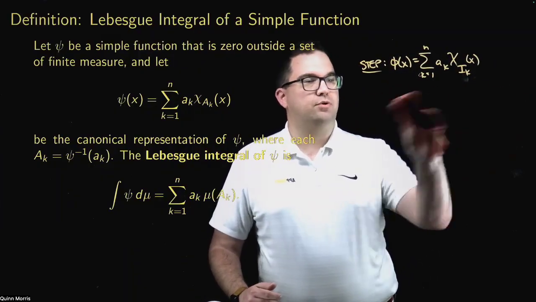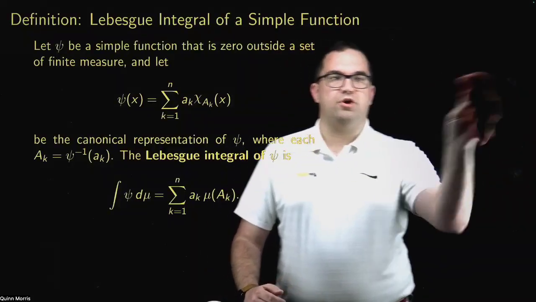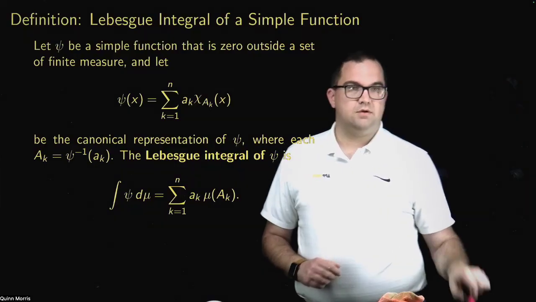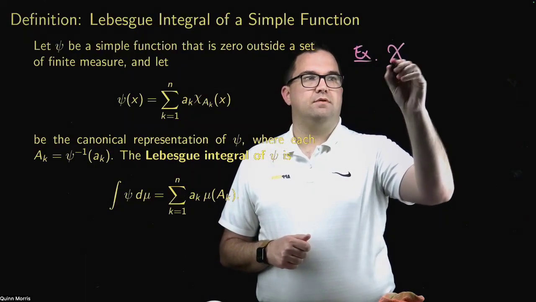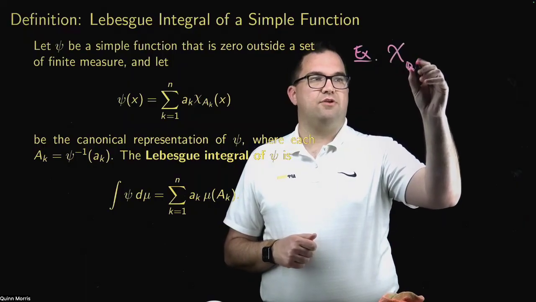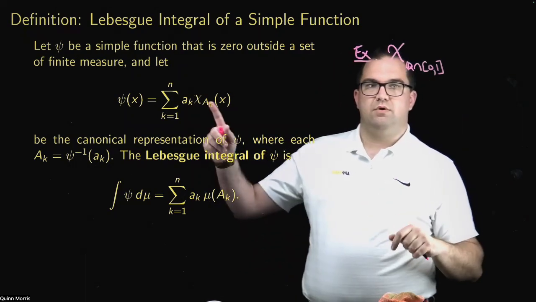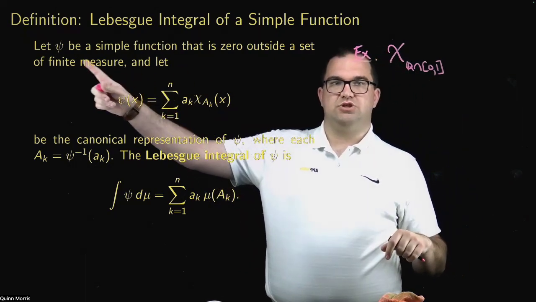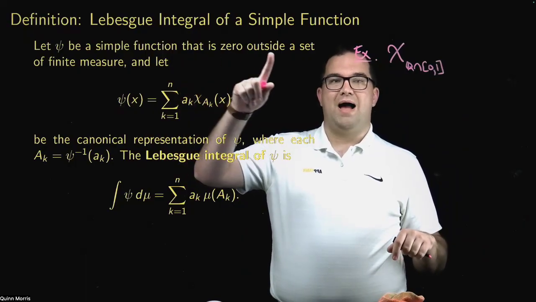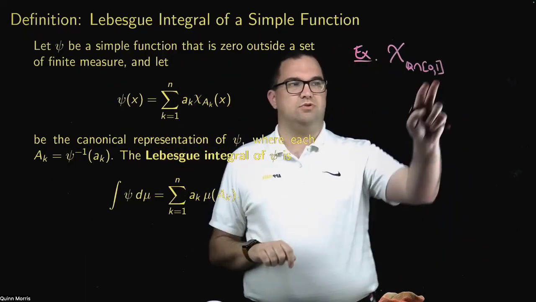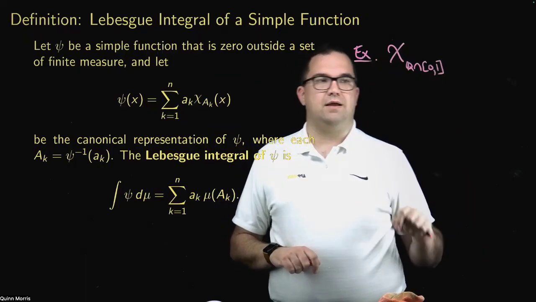Okay. Now, I want you to notice that one immediate consequence of this is that there are functions that are Lebesgue integrable that are not Riemann integrable. So for example, if I just look at, say, the indicator function of the rationals intersect 0, 1. Notice that I do have this condition that it needs to be a simple function that is 0 outside a set of finite measure. So this is 0 outside of 0, 1, and 0, 1 has finite measure.